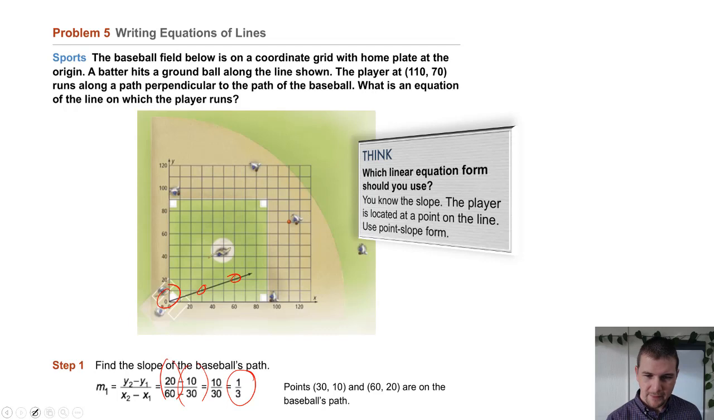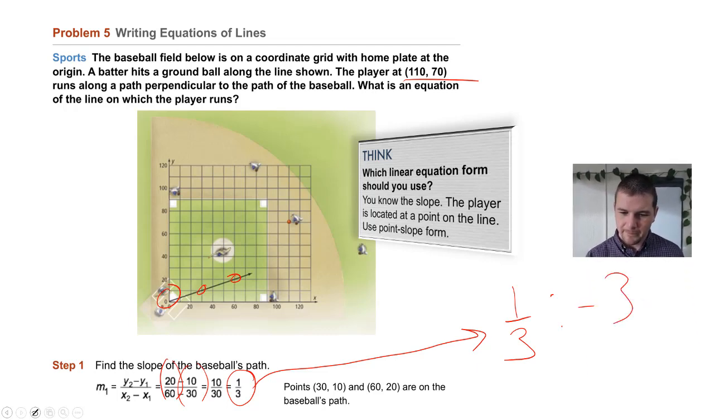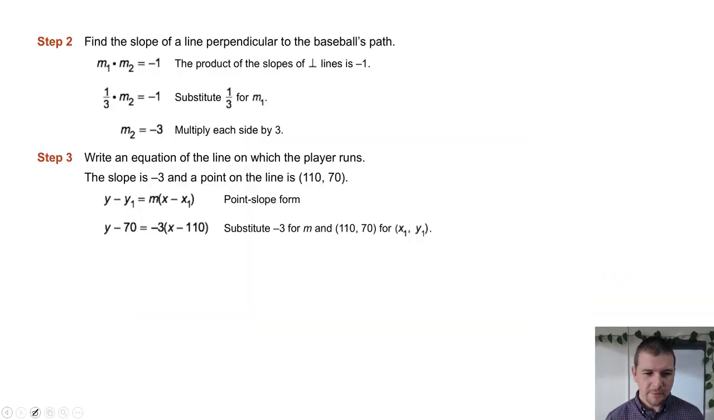Slope of 1/3. We know the player is currently at the position (110, 70), so that's a point that's going to be on this perpendicular line. And before I change slides, let's make sure we understand the opposite reciprocal of 1/3 is going to be -3. Or, if we want to think of it for slope purposes, -3/1. Step 2, the slope of the perpendicular line, -3.